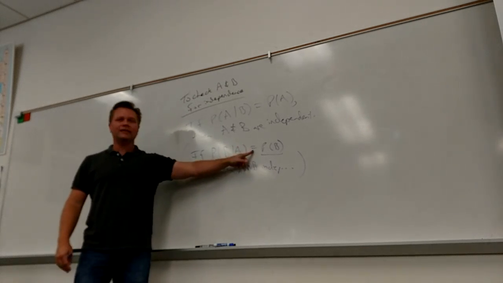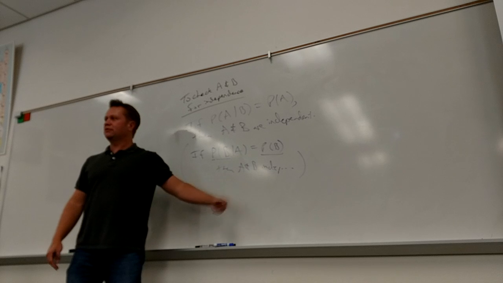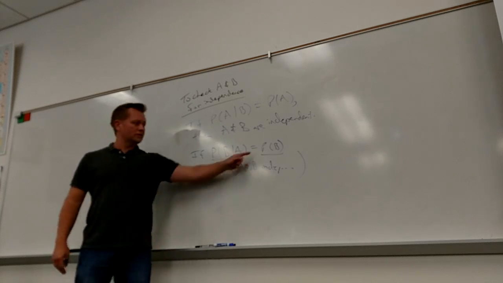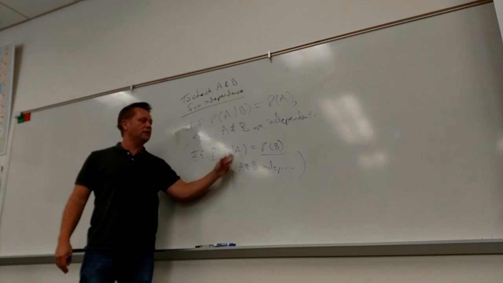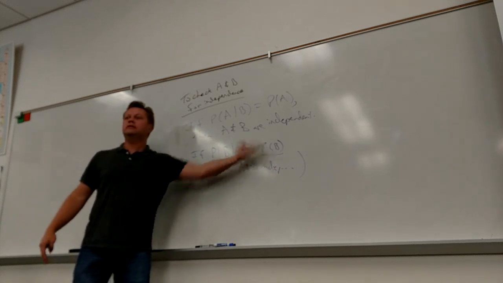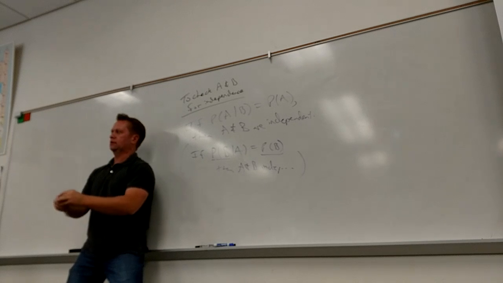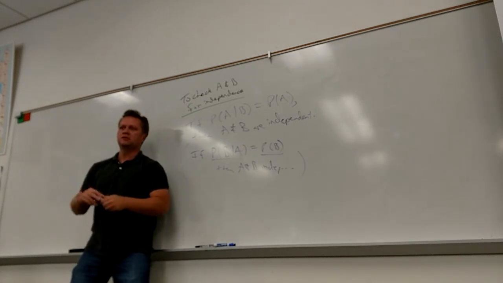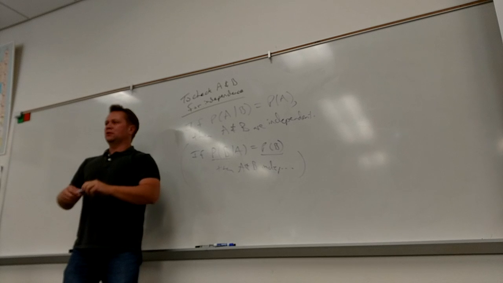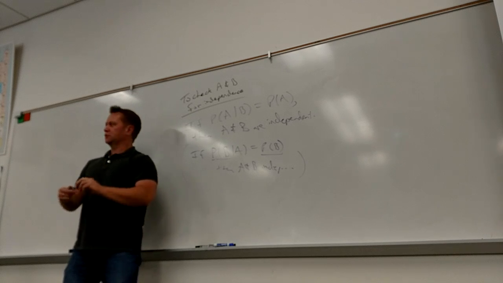So if this is not equal to, then they are dependent. If this wasn't equal to, then what's the probability of B? Well, it depends on if A happened. If A happened, it's different. That's where the word dependent comes from. Please let that make sense. Don't ask me to explain it another way, because that is the most basic way to explain it.